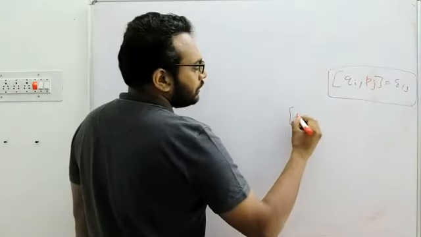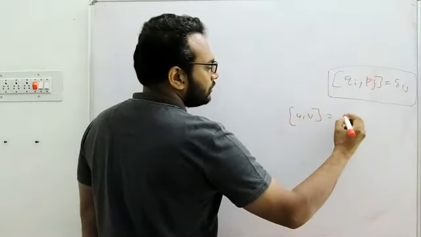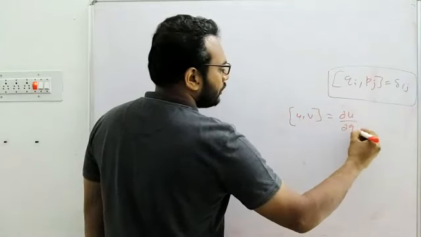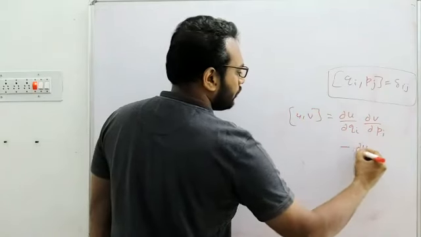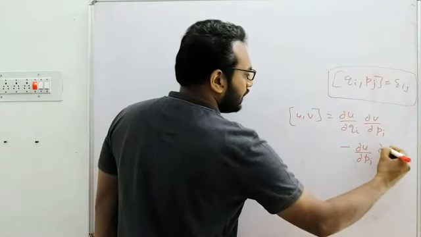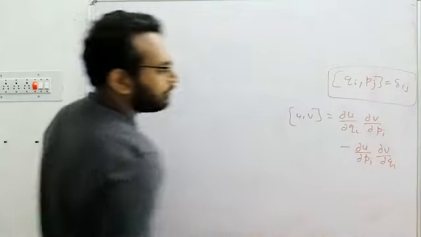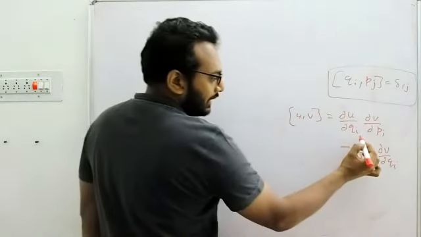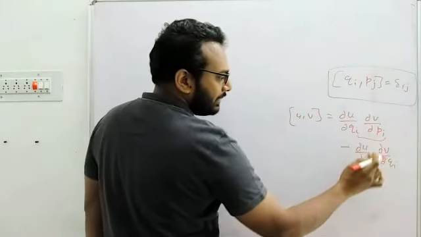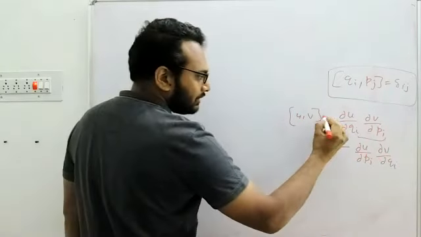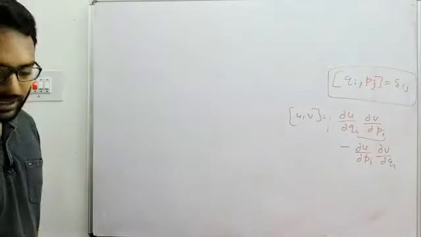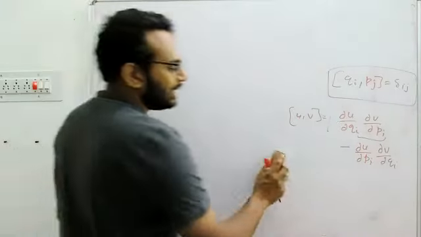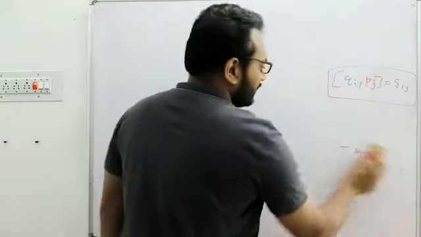We know that the Poisson bracket of u with v is equal to ∂u/∂qi ∂v/∂pi minus ∂u/∂pi ∂v/∂qi. Am I right? Here again I am using the summation convention. I is repeated, so it's understood that there's a summation over i. We don't write it explicitly. It's known as Einstein summation convention. That makes it simpler. Is that okay? Yes, okay.